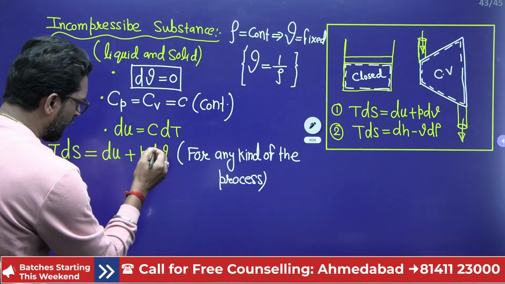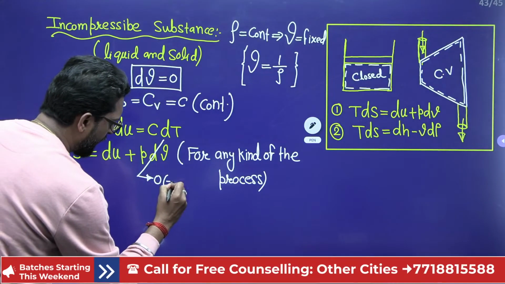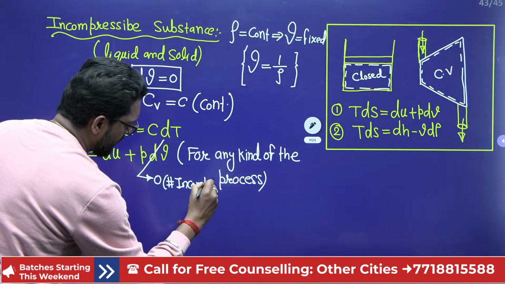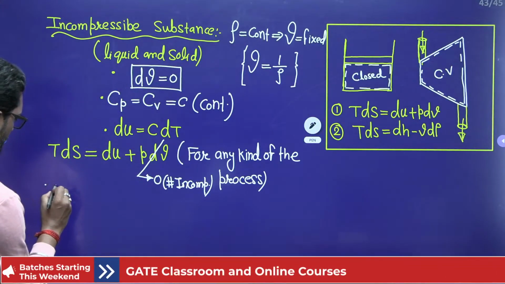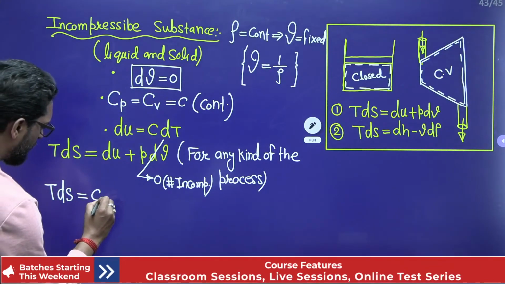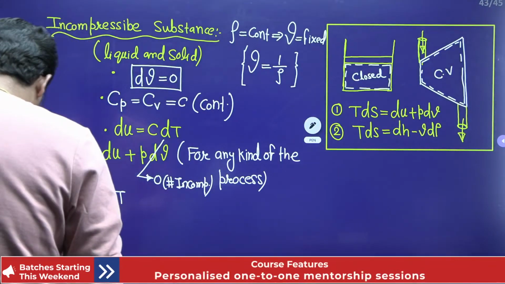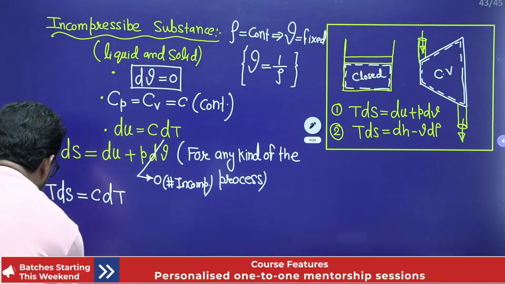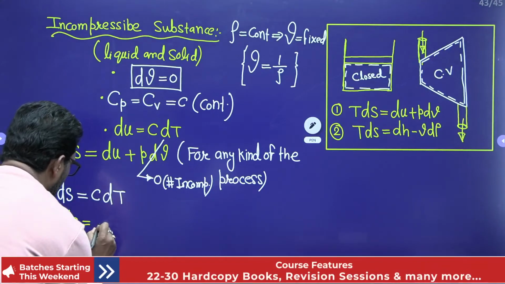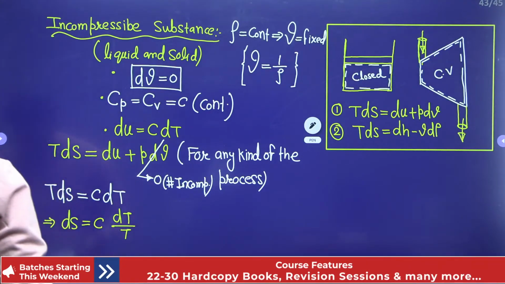Now this term is 0. Why? Because incompressible. Yes or not? Incompressible substance. So what is your relation? TdS, and what is dU? C dT. Now you can easily solve this equation. So what can we write here? dS is equal to C dT by T. And C is the constant.